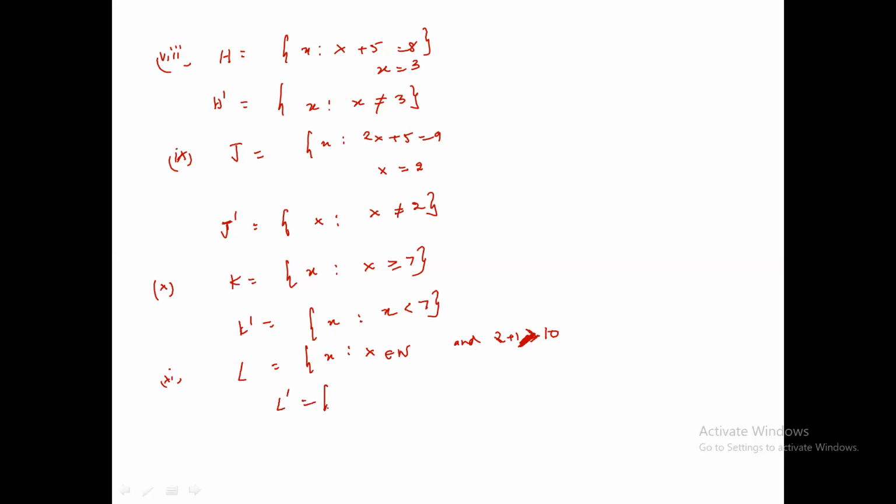So L dash, you can write X such that X belongs to N. Here, X we will get greater than 9 over 2. So now you can take X less than or equal to 9 over 2. So with this, we have completed question number 3. Coming to question number 4.